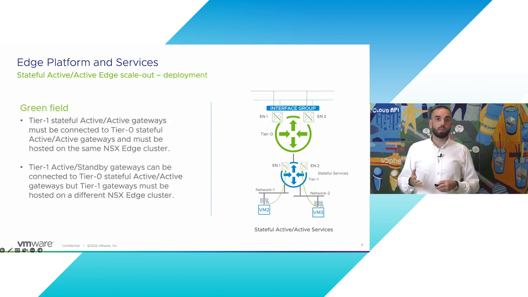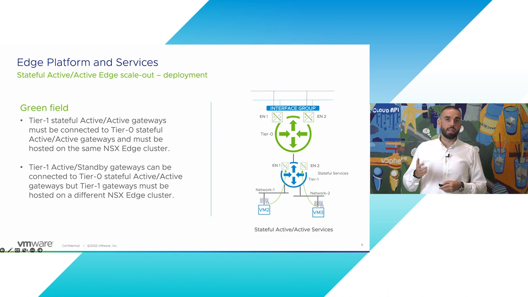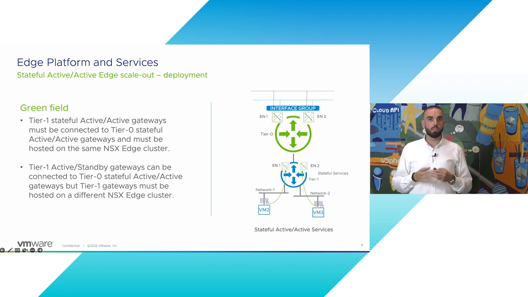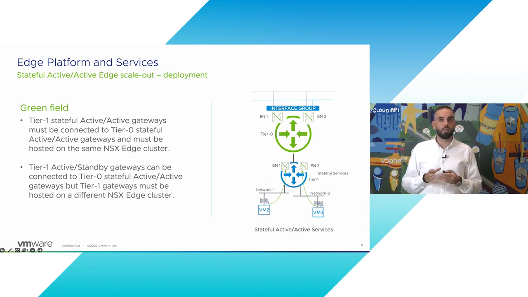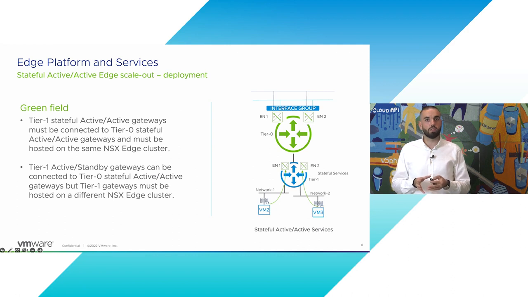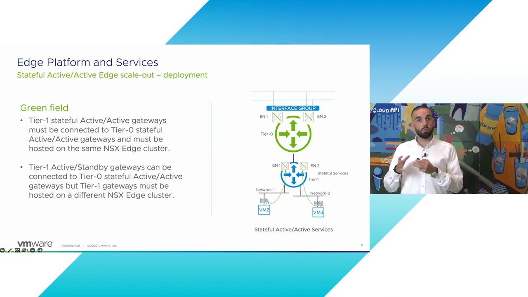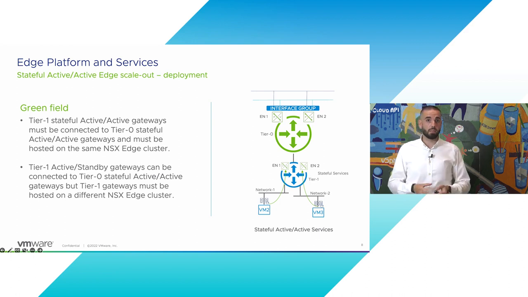Now let's take a look at how we can deploy our stateful active-active topology in the greenfield deployment. That is a pretty straightforward scenario in which we are creating our edge cluster, we are deploying later our tier 0 and tier 1, we are configuring stateful active-active HA mode, we are putting our uplink interfaces and service interfaces in the interface groups, and then we can start consuming our stateful services on top of our topology.